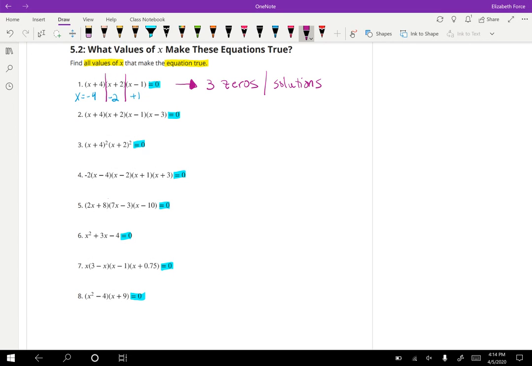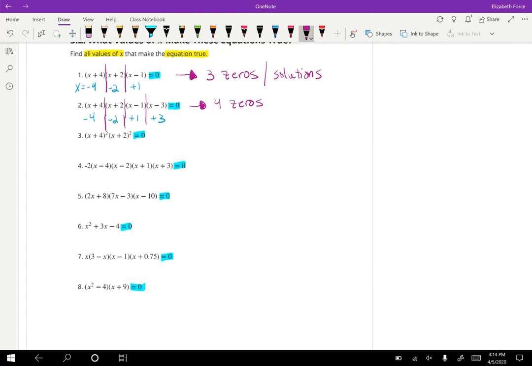So we jump down to number 2. I'm just going to separate my factors for you. So there's x plus 4, x plus 2, x minus 1, and x minus 3. So what makes each of these individual factors 0? Negative 4 works for the first one, negative 2, positive 1, positive 3. So in example number 2, we actually have 4 zeros to this polynomial.